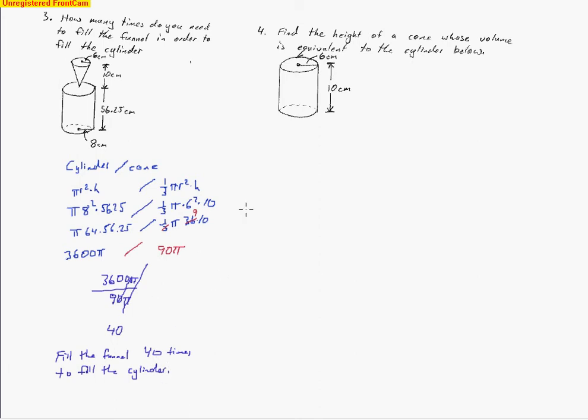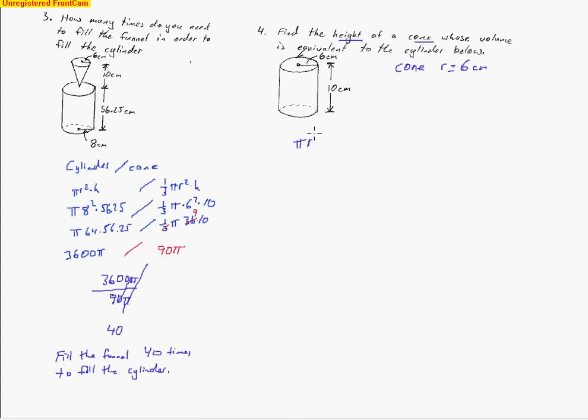So let's take a look at our next one. It says find the height of the cone. So we want to know the height of the cone whose volume is equivalent to the cylinder below. Well, what we're going to end up having to know, though, is the cone's radius. We're going to say the cone has a radius of 6 centimeters as well. So the cone's radius is going to be the same as the cylinder's radius. And then we're going to go ahead and find out how high does this cone have to be to have the same volume. So let's take a look at what we got.